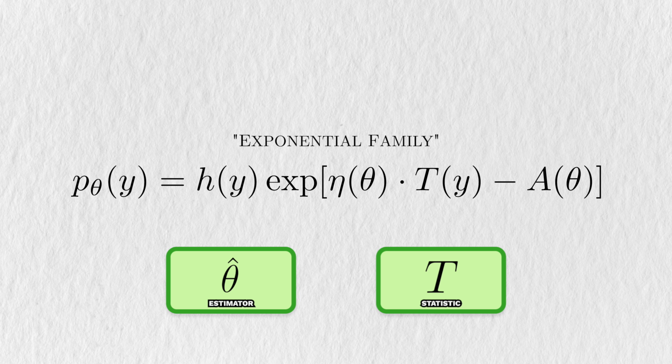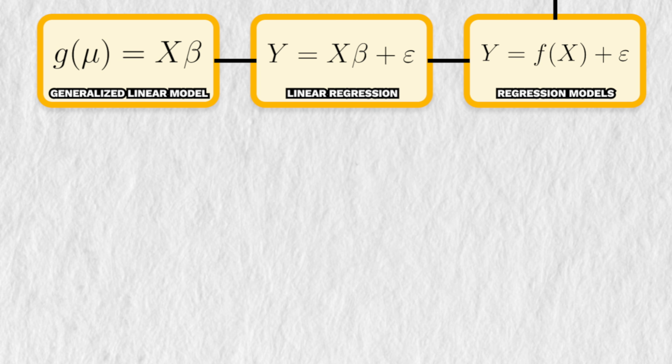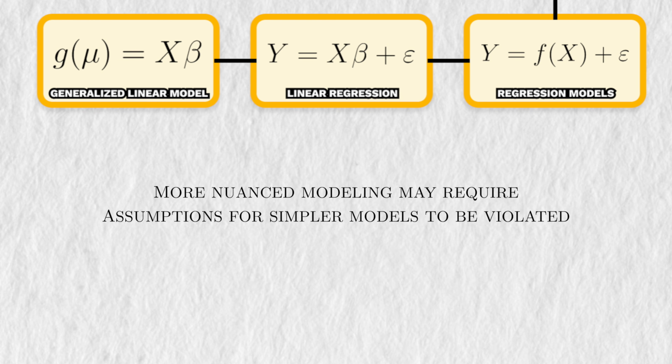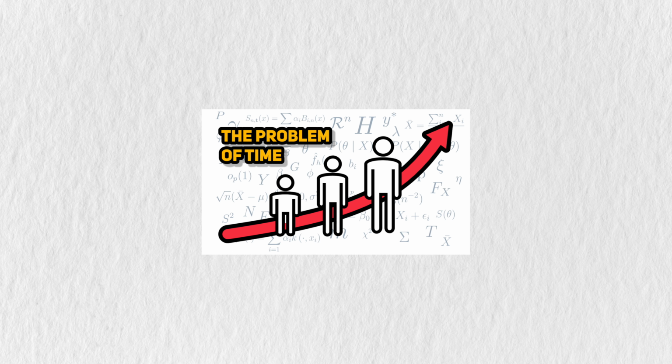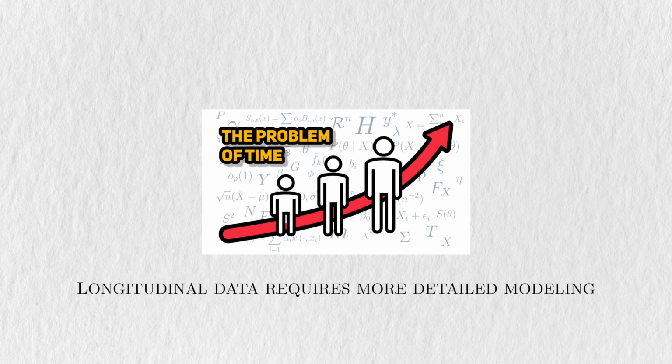Exponential families have a ton of other convenient properties related to estimators and statistics, so this is why GLMs are so commonly used. A recurring theme in statistics is the trade-off between realism and simplicity. A GLM is a useful model, but at the same time, it's also a very simplistic one. It reduces the relationship between two variables to a single number. If we want our model to better match the data we collect, then we may need to violate some necessary assumptions for a simpler model. One of the first examples of this in biostatistics is longitudinal data, where a single unit may produce several correlated observations.